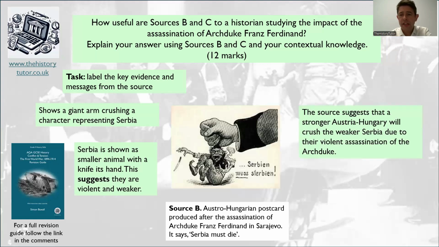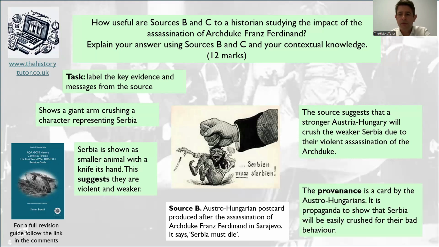Then the source suggests that the stronger arm is Austria-Hungary. So they will crush Serbia due to the assassination. Austria is big and strong, Serbia is small and weak. And then the provenance is a card by the Austro-Hungarians. So there's propaganda to show that Serbia will be easily crushed by Austria for their bad behavior.